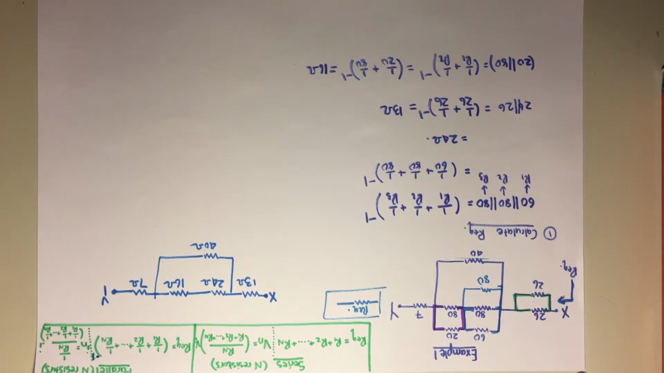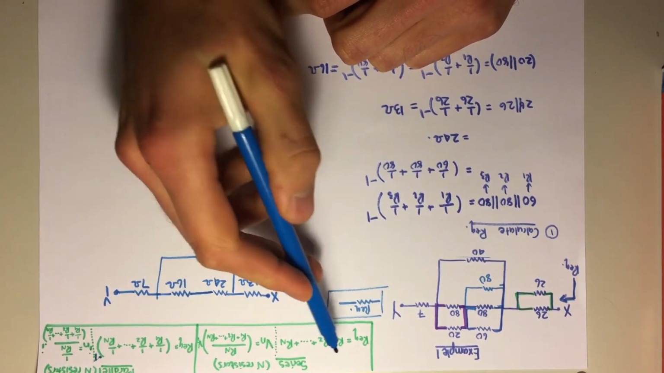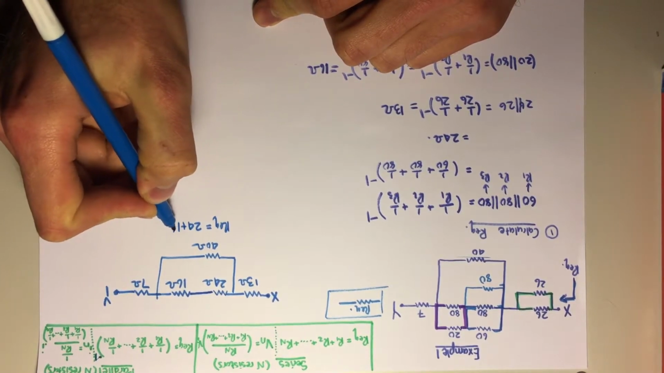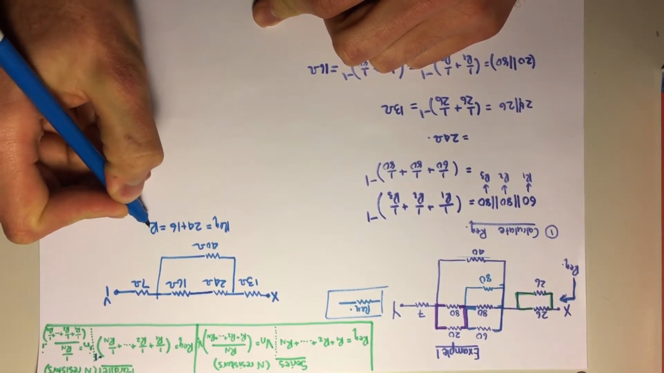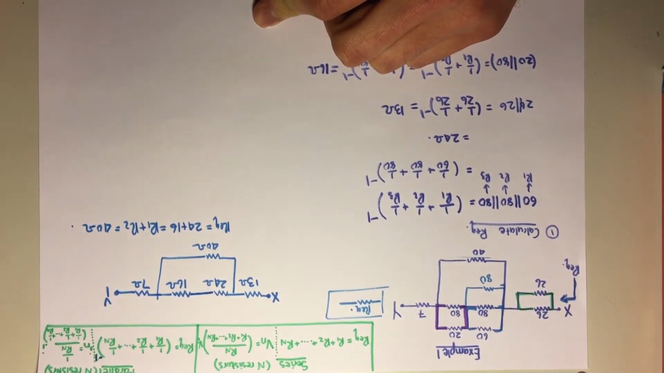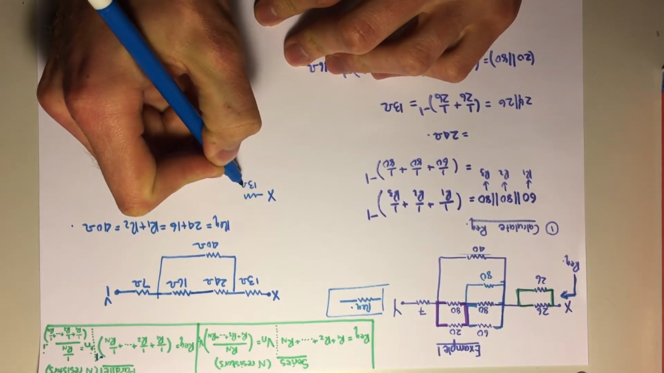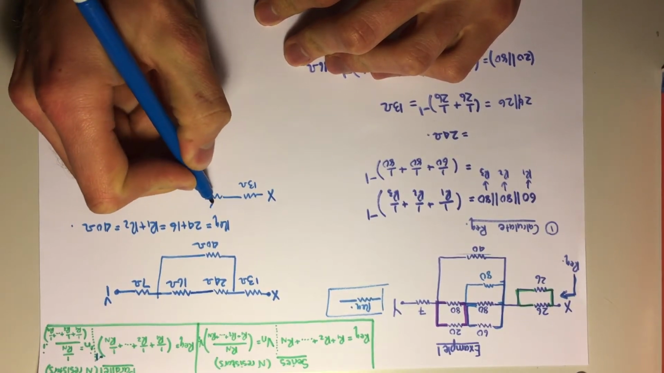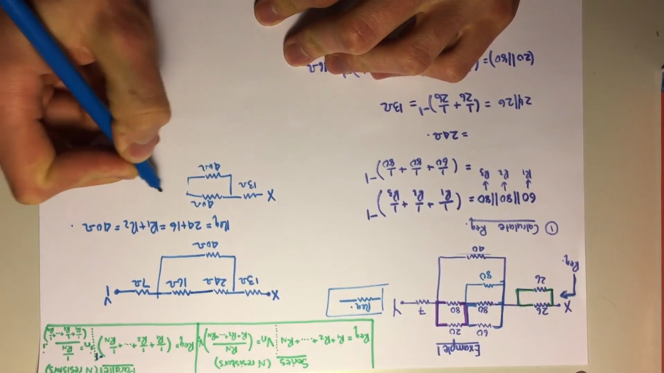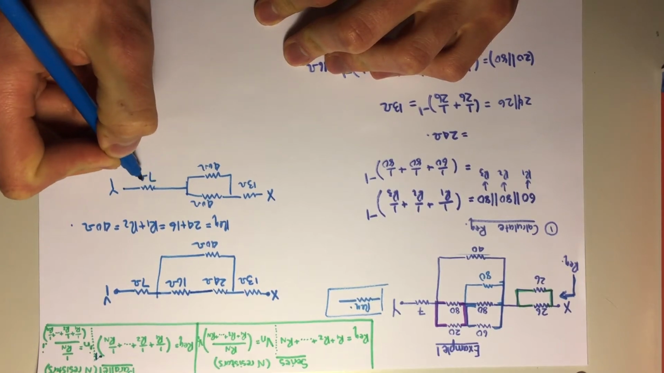So now we can say, okay, well, 24 and 16 are in series because they're connected by one node, which means R equivalent equals 24 plus 16, which if I write it in the formula is R1 plus R2, and that gives us 40 ohms. Now I can redraw it again. 40 ohms parallel with 40 ohms in series with 7 ohms to point Y.